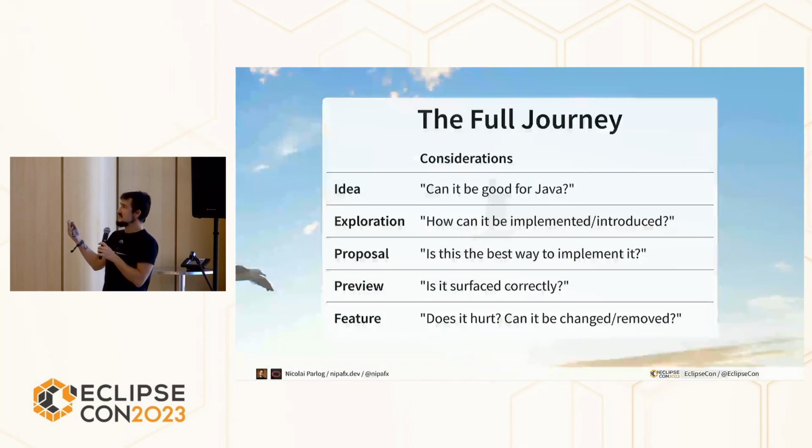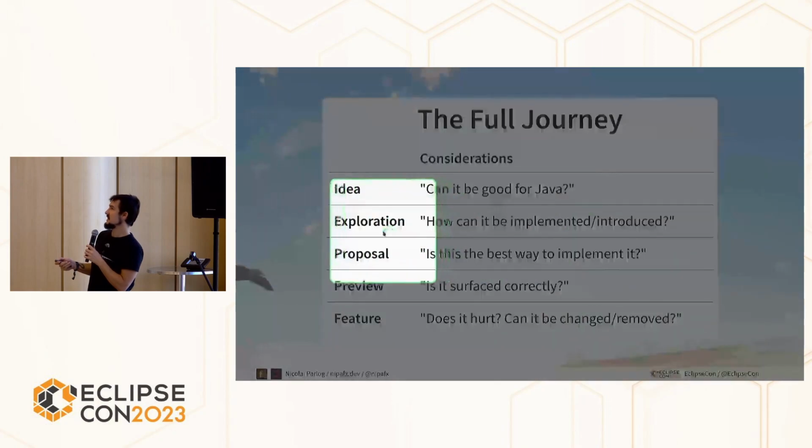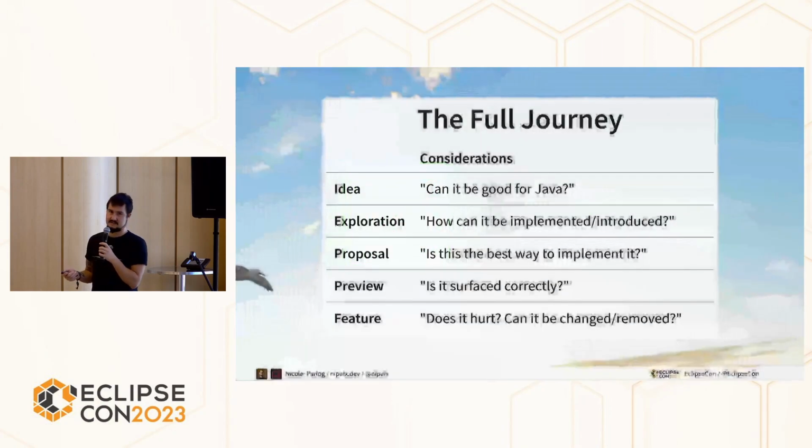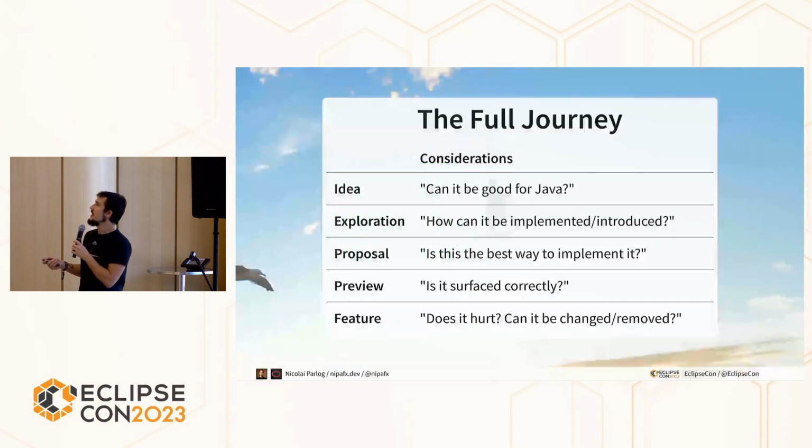Okay, so first somebody has an idea: can this be good for Java? And that's easy to have, and then starts the interesting part, and the part where the hard work comes in. You need to explore. How can this be implemented, and how can this be introduced to Java? And these phases are not exactly hidden, specifically exploration. If you follow all the mailing lists, then you can observe this. But it gets much easier once we get to the proposal phase.